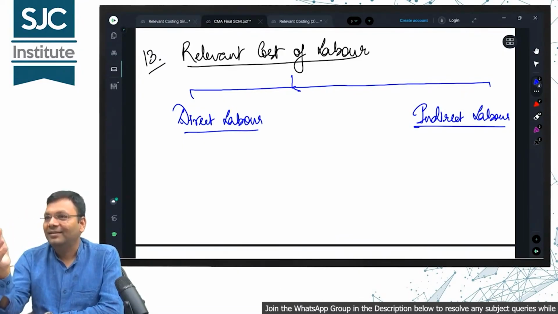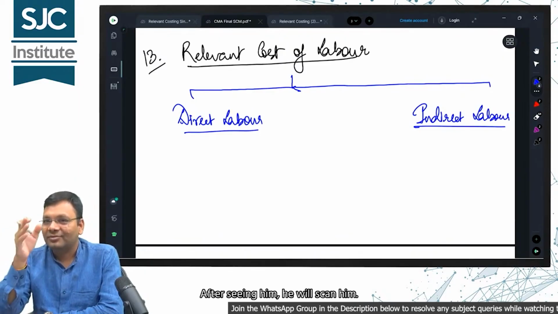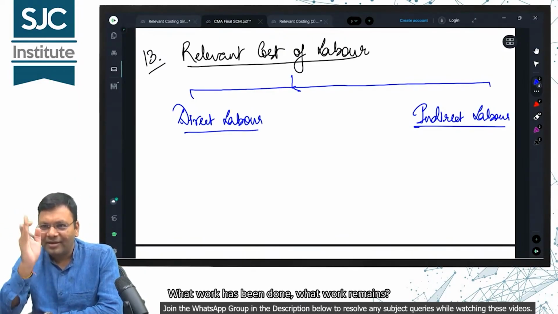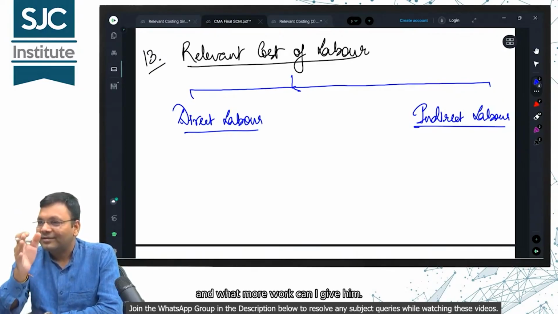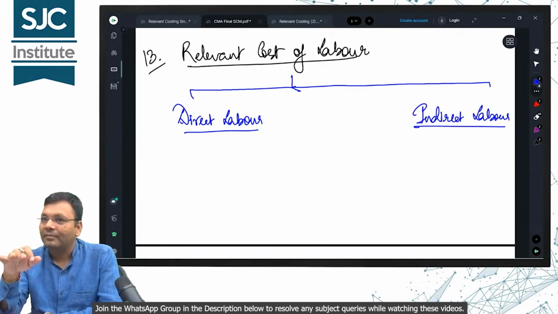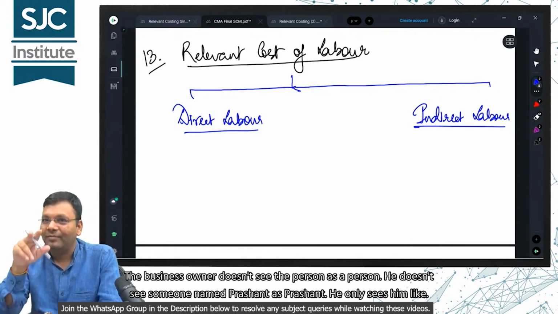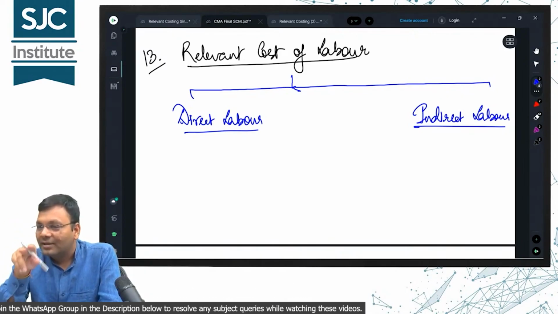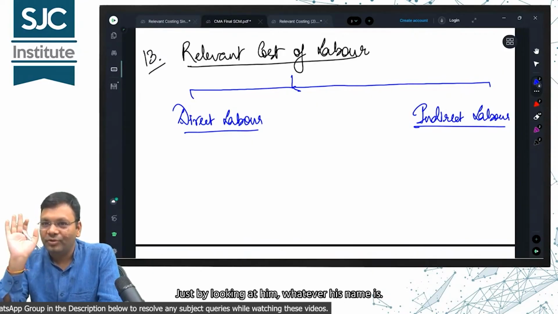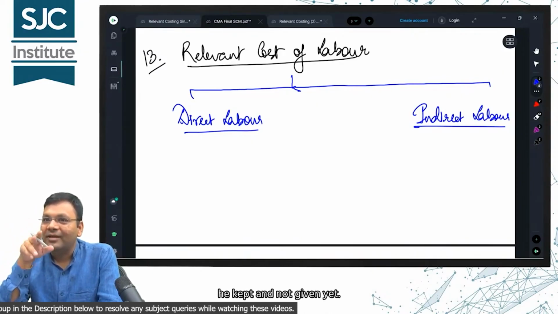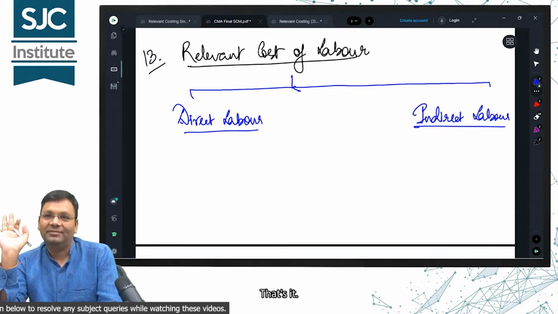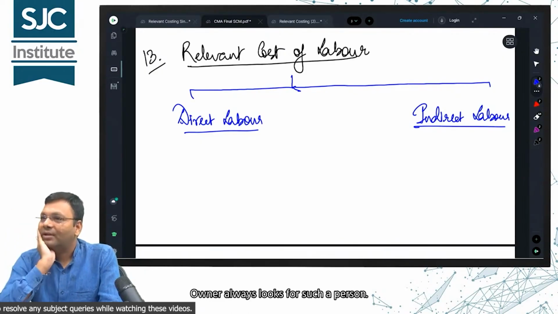Like, the person who works, after seeing him, he will scan him: what work has been done, what work remains, and what more work can I give him. The business owner doesn't see the person as a person. He doesn't see someone named Prashant as Prashant. He only sees him, whatever his name is: what work has he kept and not given yet? And what work can we give him? That's it. Owner always looks for such a person.